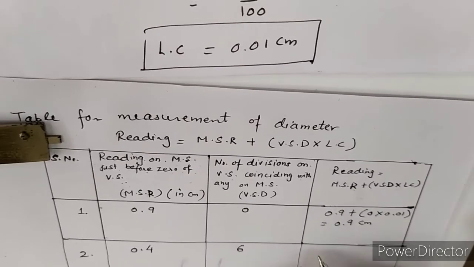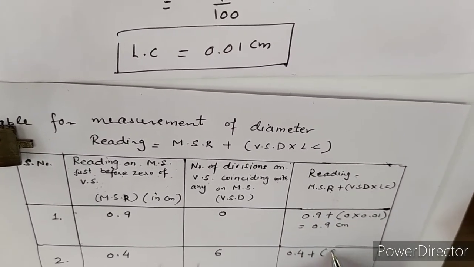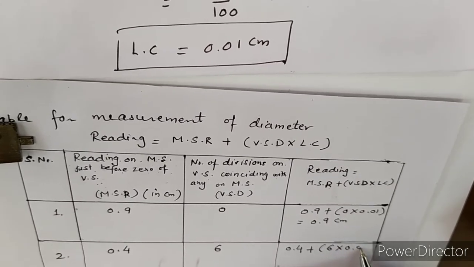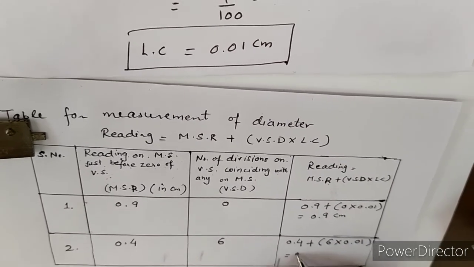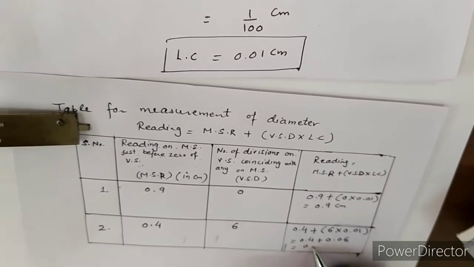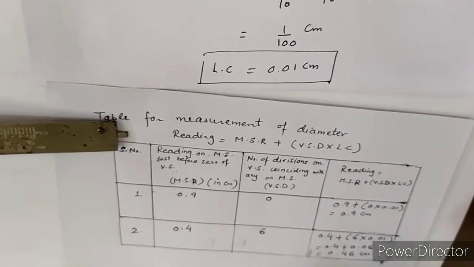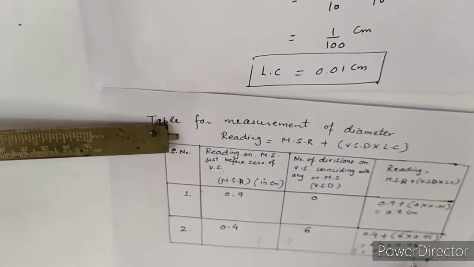Now the reading is 0.4 centimeter plus sixth into least count 0.01. So 0.4 plus 0.06 is equal to 0.46 centimeter. So the inner diameter is 0.46 centimeter.